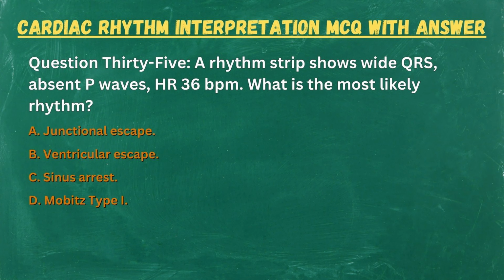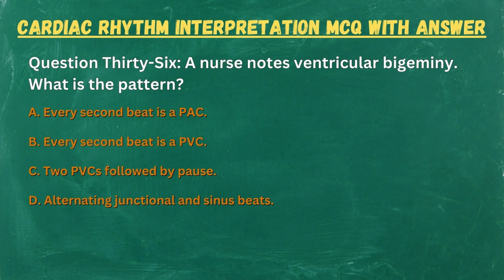Question 35. A rhythm strip shows wide QRS, absent P waves, HR 36 BPM. What is the most likely rhythm? A. Junctional escape. B. Ventricular escape. C. Sinus arrest. D. Mobitz type 1. Answer: B. Ventricular escape.